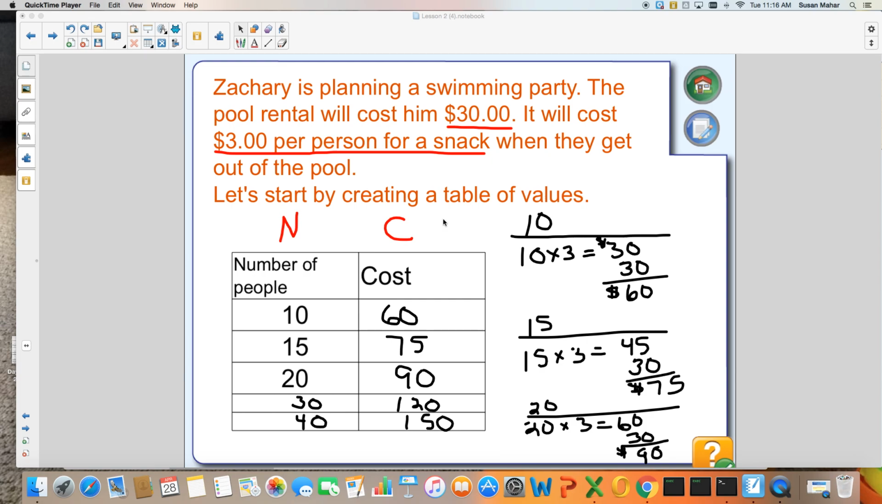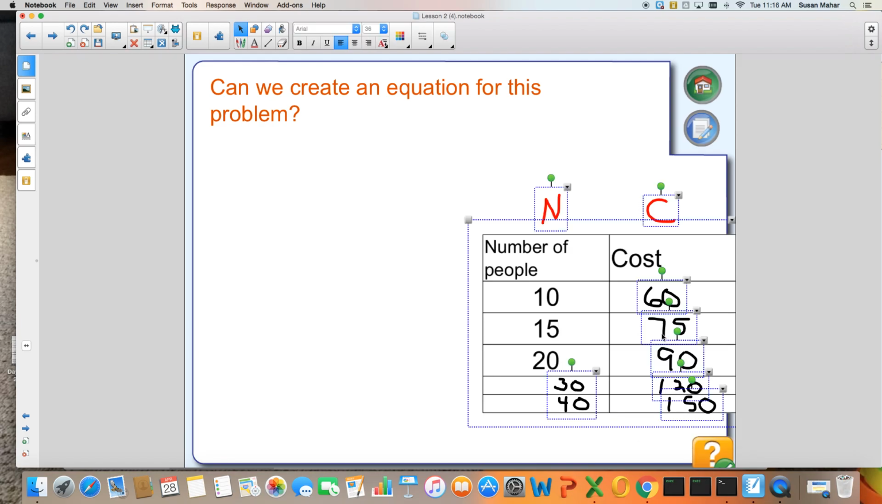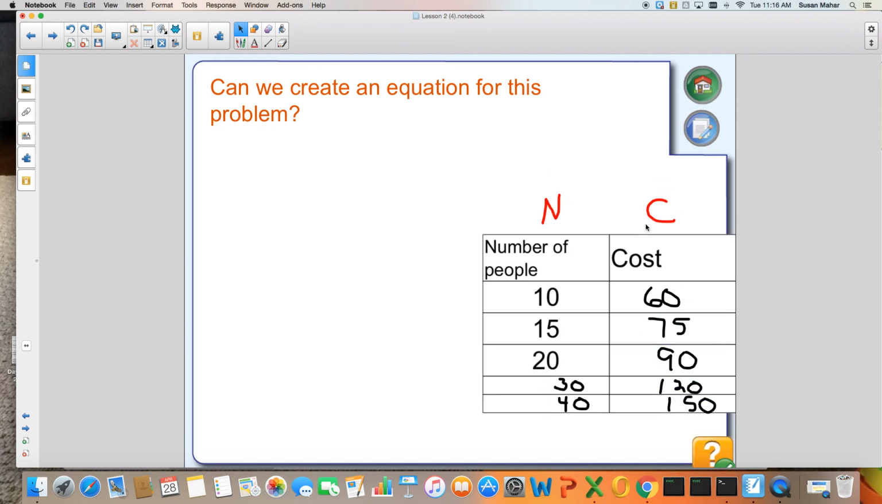Okay, so we finished up in our last video. We made our table of values for the problem. And I'm going to bring that table of values over here and paste it down here. So can we create an equation for this problem? Most of our equations are going to be written as something is equal to something times a letter plus or minus another letter.